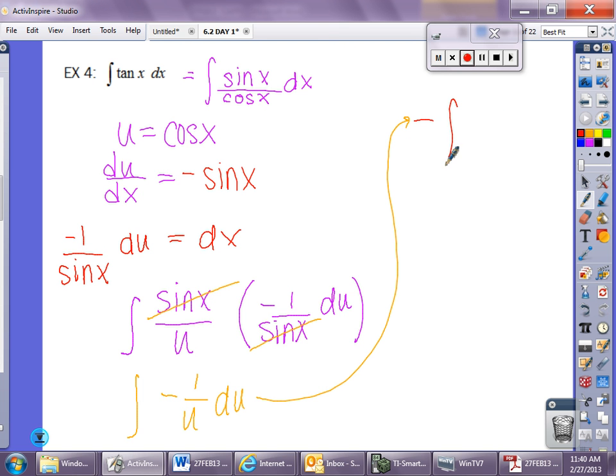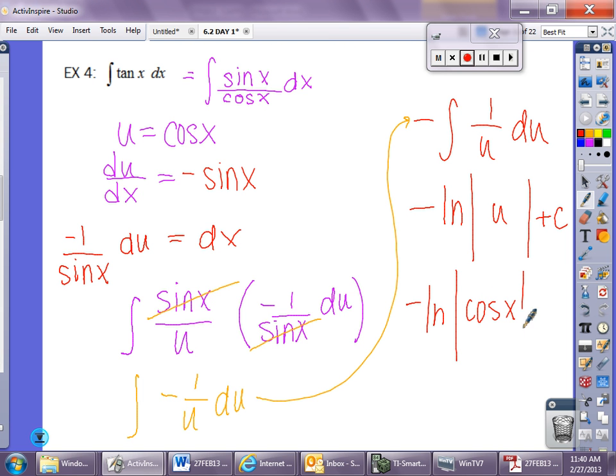Put the negative out. Whose derivative is 1 over u? ln. So negative ln, don't forget your absolute value, of u. What is u? Cosine. This is the rule for the integral of tangent. I have never memorized it in my life. I don't know what's wrong with me. I can't memorize it. I have to do this every time. Okay? Because it works. If you don't understand why u had to be cosine, try it with sine. You'll see why it doesn't work.